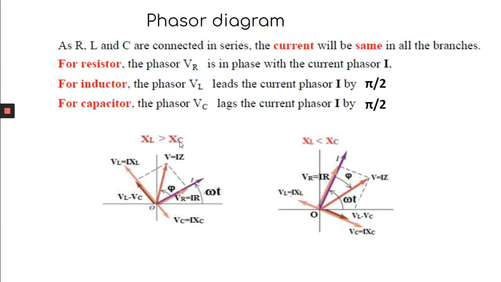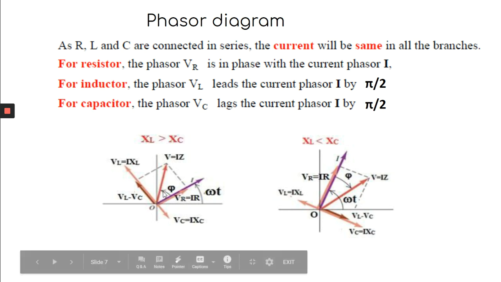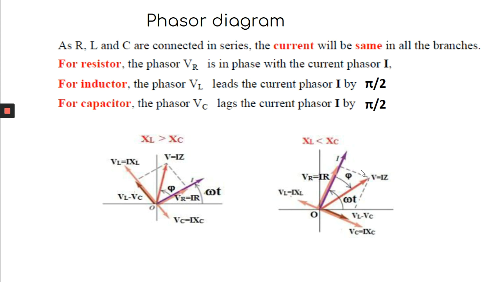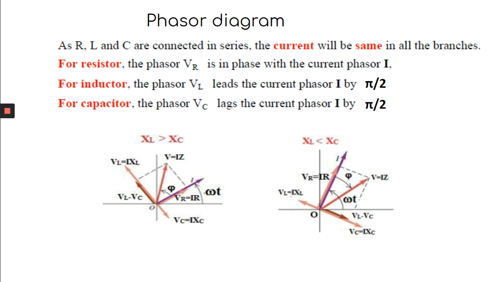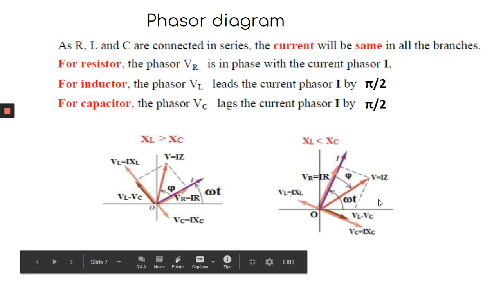So when XL is greater than XC, phi is positive, because this is along the direction of the rotating vector, or you can say along the direction of the rotating phasor. But here phi is in the opposite direction to that of the rotating phasor. So here phi is positive and here phi is negative. That means we know in which case the phase difference between current and voltage is positive, and in which case it is negative. Now let us find out exactly what the value of phi is.